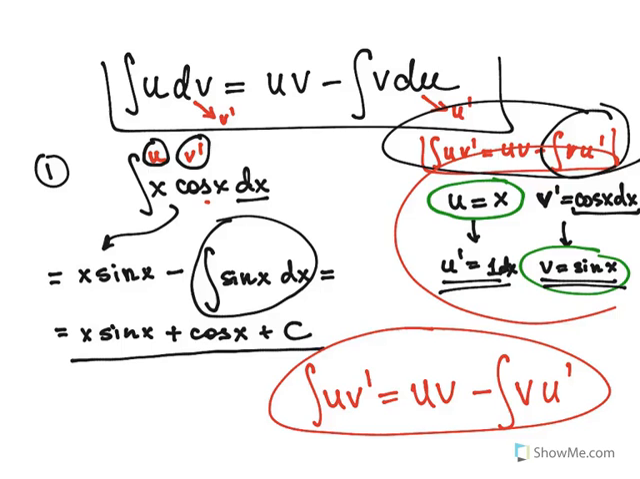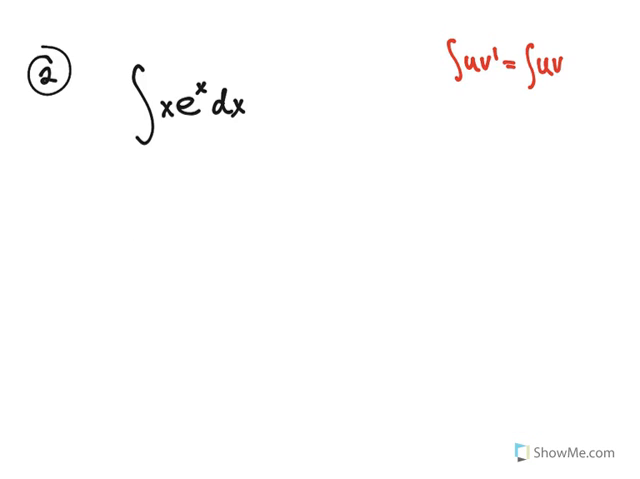So number 2, integral of x times e to the power of x dx. Okay, so we need to decide which one is u, which one is v prime. I'm going to put the formula here again: uv prime equals uv, oh, I'm sorry, just uv, minus integral v u prime.